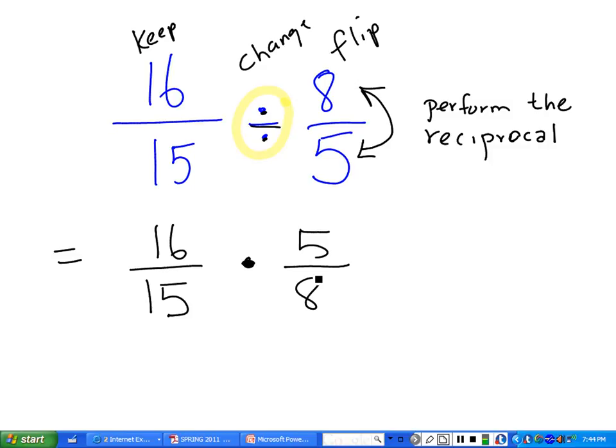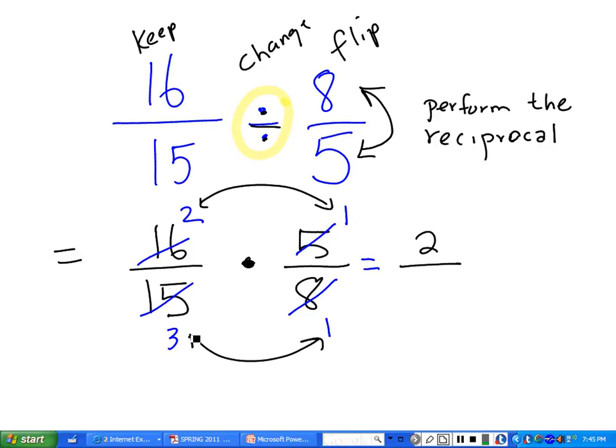Alright, keep, change, flip. Now we can cross cancel because I can see that 16 and 8 are both divisible by 8. So 8 goes in 8 one time, 8 goes in 16 two times. 5 and 15 are both divisible by 5. So 5 goes into 5 one time, 5 goes into 15 three times. So our answer is 2 over 3.